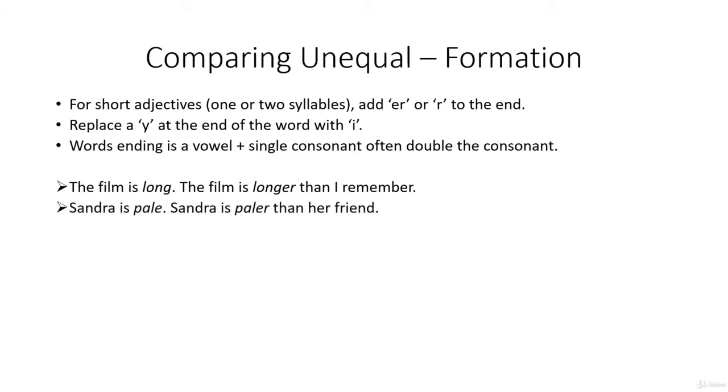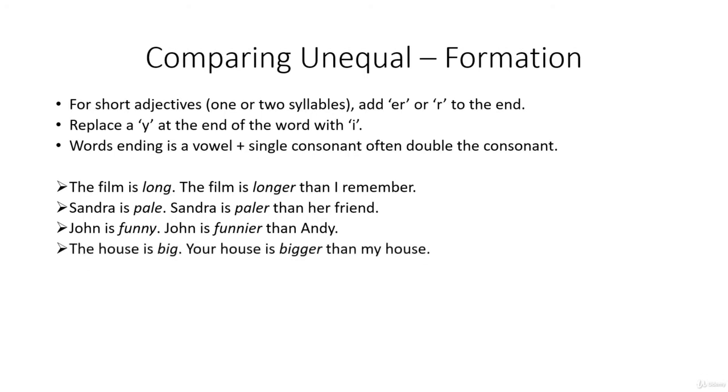Sandra is pale. In comparison, Sandra is paler than her friend. And please note here that pale ends with an E, so we don't add an ER, we just add an R. John is funny. John is funnier than Andy. And here we see the example where funny ends in a Y and it's replaced with an I before the ER.